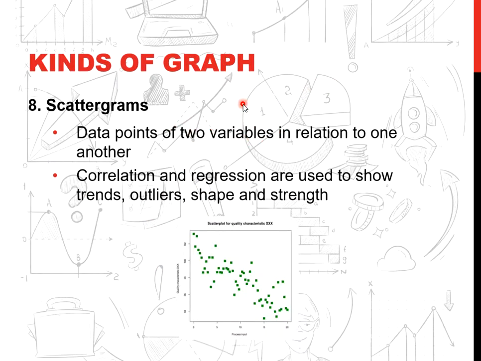Scattergram. So, data points of two variables in relation to one another. So, correlation and regression are used to show trends, outliers, shapes, and strength. So, usually sa machine, nakikita to sa CBC or sa hematology. Mga ganito, yung mga tinitingnan. So, pwede siyang depende kung ano yung nasa X and Y axis mo. So, mga white blood cell, platelets, so ganito siya binabasa ng machine.